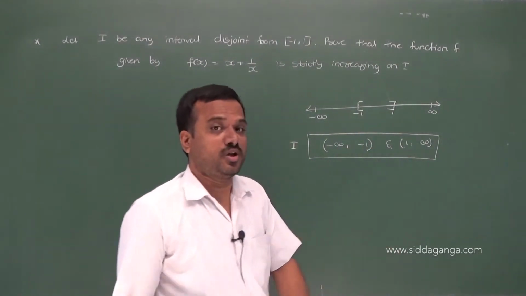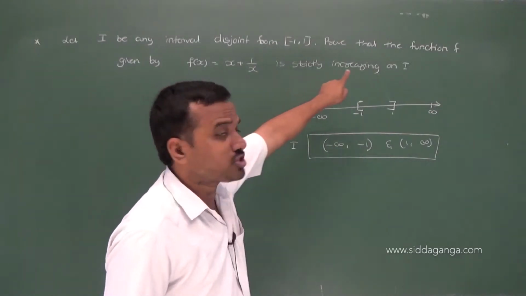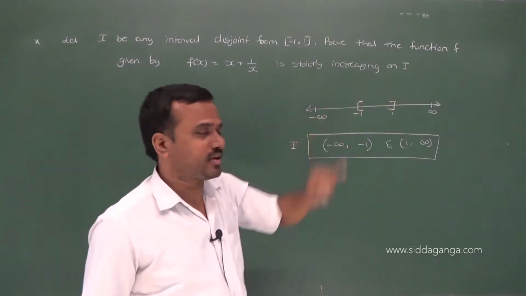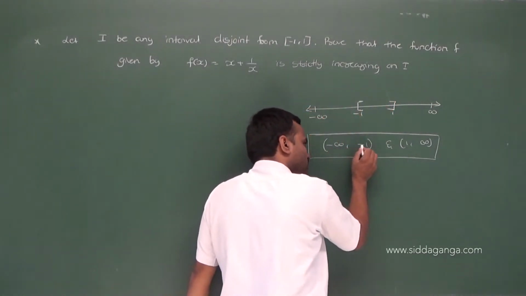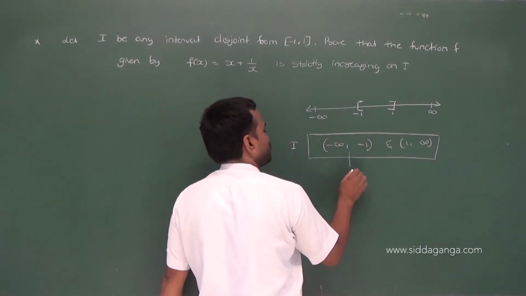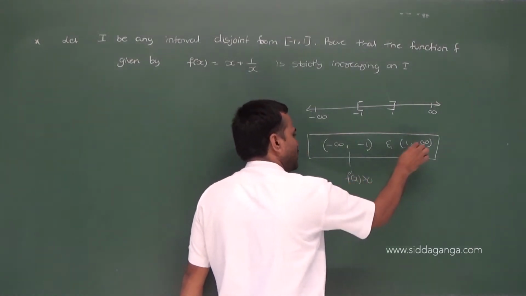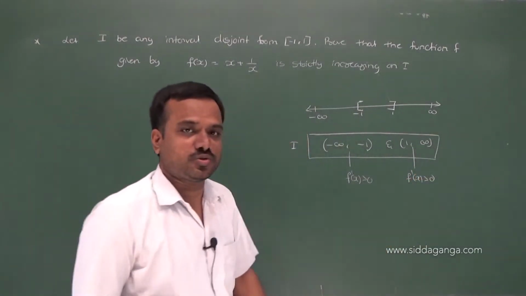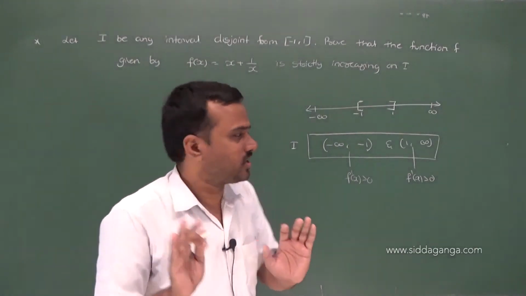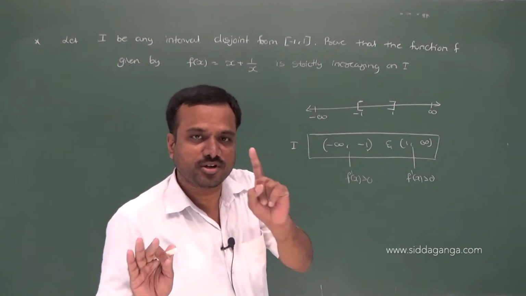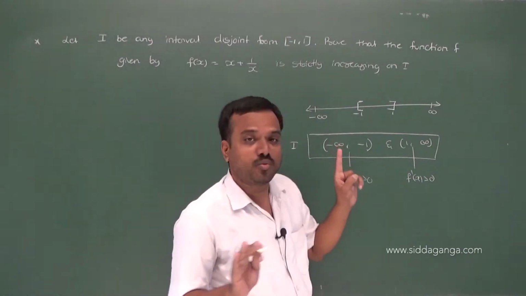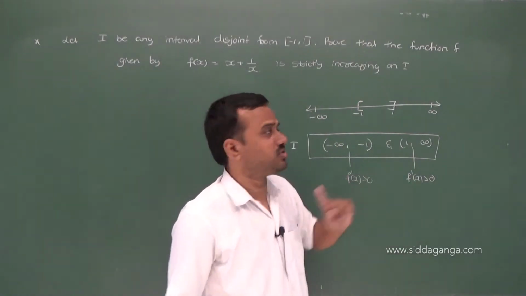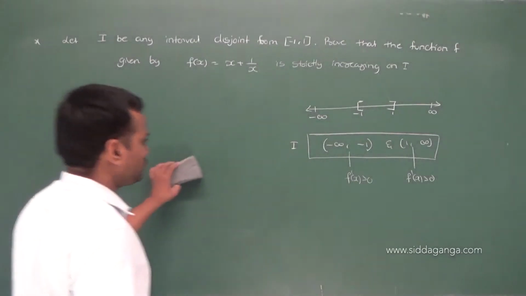In this interval, what we have to prove is that it is a strictly increasing function. Understand? Strictly increasing means in the interval minus infinity to -1, f dash of x is greater than 0, and in the interval 1 to infinity, f dash of x is greater than 0. This we have to prove. Okay, very simple question.